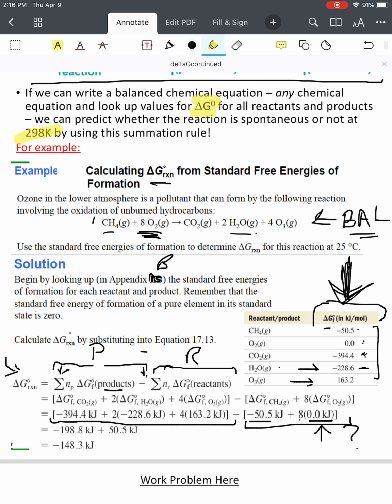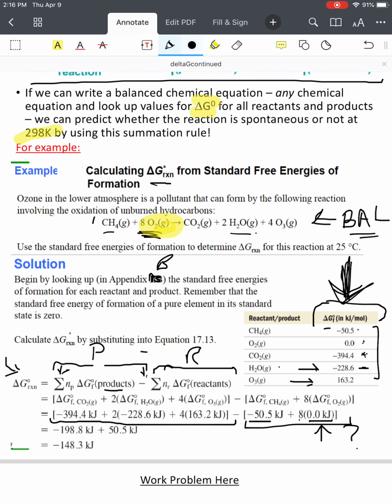Hopefully you understand that it's what? An element in its standard state, isn't it? And remember we said on the previous slide that for all elements in their standard reference state at 298 Kelvin, our standard Gibbs free energy of formation is 0.